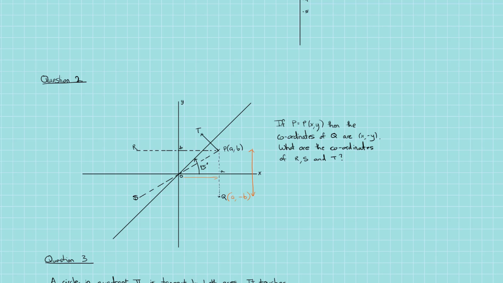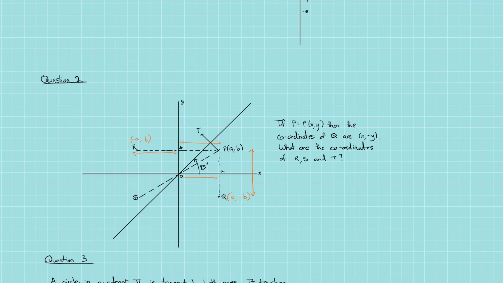Now what about R? What does R look like? Observe that R is at the same level as P, so that means the y-coordinate for R is supposed to stay the same. But it extends the same distance along the x-axis, just to the left of the y-axis. In other words, we still go this same distance, only on this side. So what we need is to have the same x-coordinate, but with a negative sign on it. So the coordinates of R are minus a and b.